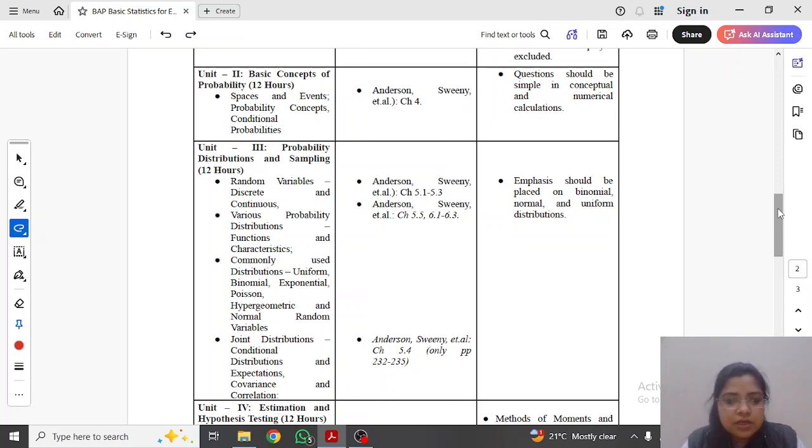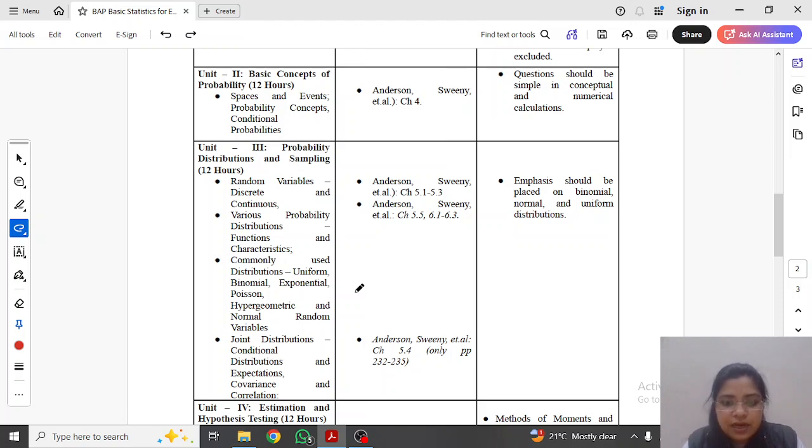Now, unit 3 is about probability distributions and sampling. It's a technical and very important unit. Here you are going to study random variables, both discrete and continuous, probability distribution functions, their expected value, variance, joint distribution, and covariance and correlation as well. You are also going to understand different types of distributions as mentioned here: uniform, binomial, exponential, Poisson, hypergeometric, and normal random variables. These distributions are very important, and instead of simply memorizing the formulas, you have to understand the interpretation of all these distributions.